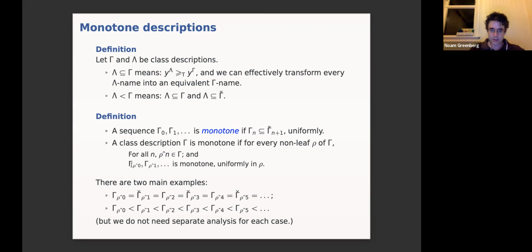And the two main kinds of subcases, which by going to subsequences are really the only two cases, are this case where it stabilizes into a class in its dual, or it's strictly increasing all the way to the end. And essentially the difference between these two cases is the reason that Louveau had to have so many classes, because he treats them separately, but you don't actually need to.